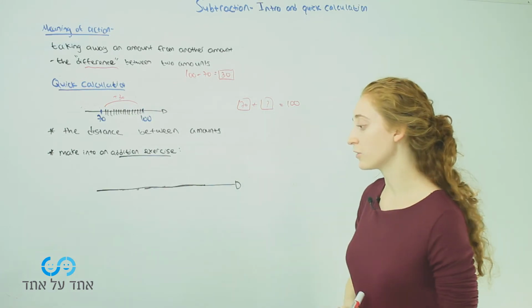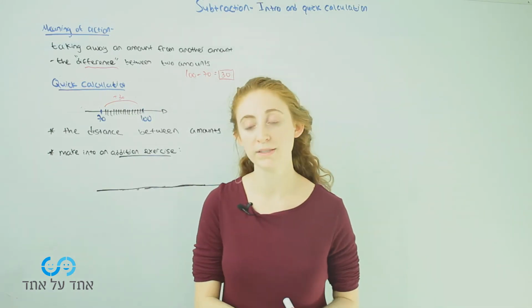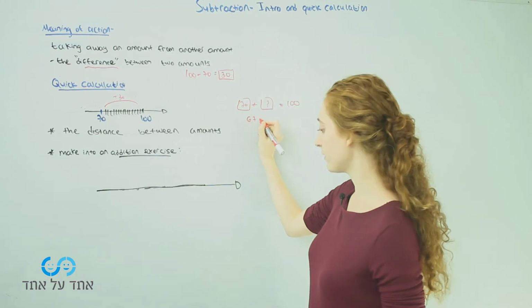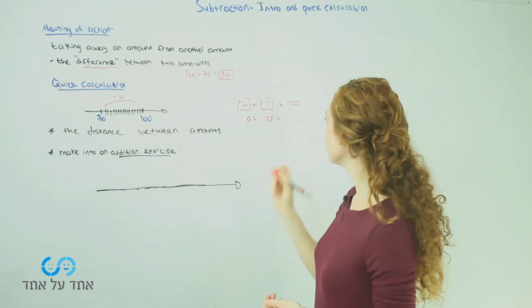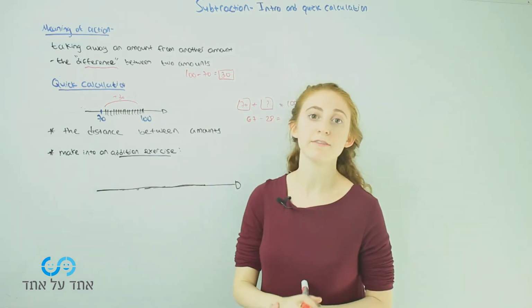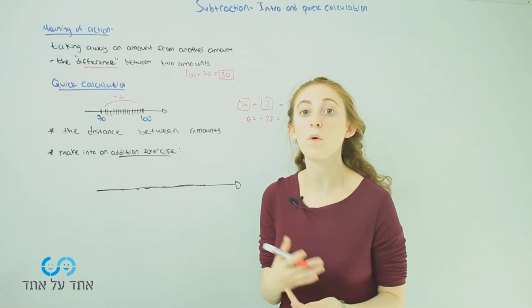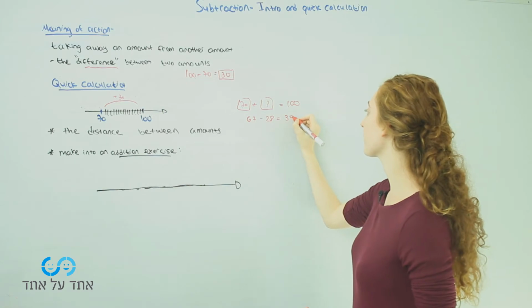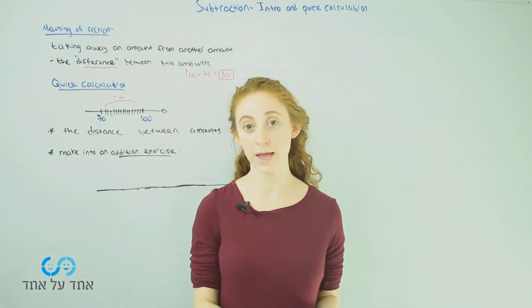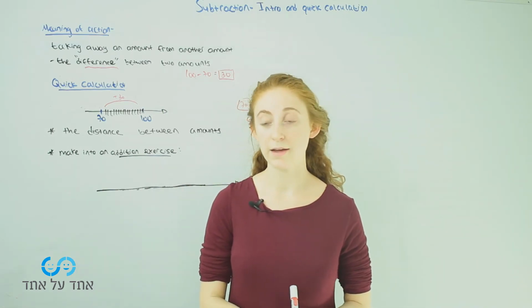Okay, so that was 70 and 100. Let's take a more complex example. What about 67 minus 28? So from 28 to 67, I'm adding 2 to get to 30. From 30 to 67, I'm adding 37. So I know that the whole thing is 39. Now, that was fast and in my head. And now we're going to break this down.